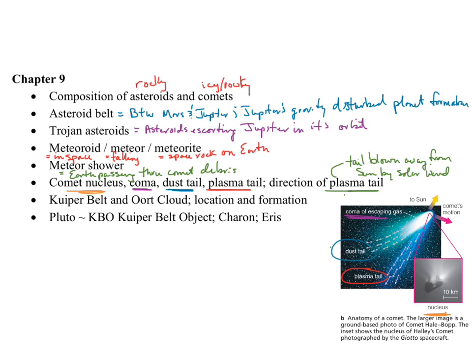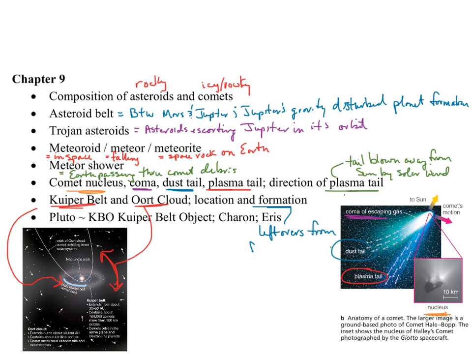All right, the next one, Kuiper belt and Oort cloud. Of course, those are locations for comets. So these are locations out beyond the orbit of Neptune. And in fact, the Kuiper belt kind of lies in the plane of the ecliptic. And then the Oort cloud is kind of a spherical region that is more distant than the Kuiper belt, and it lies in a spherical region around the Sun, with the Sun in the center.